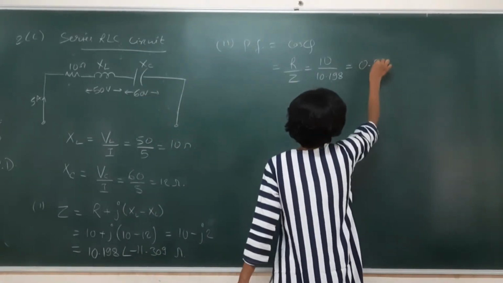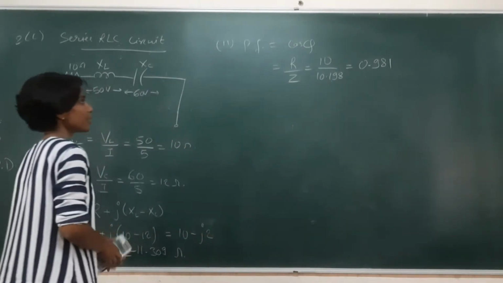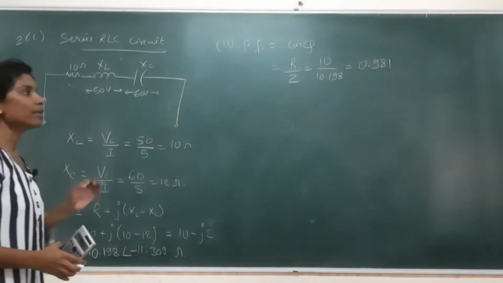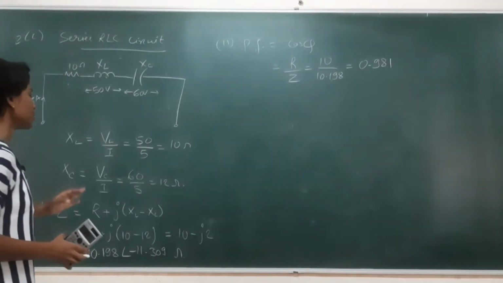So here the value we are getting is 0.981. This is the value of power factor. Now for power factor, we have to mention the lead or lag term, right. We have to mention whether the power factor is coming as leading or lagging. So how to check that?